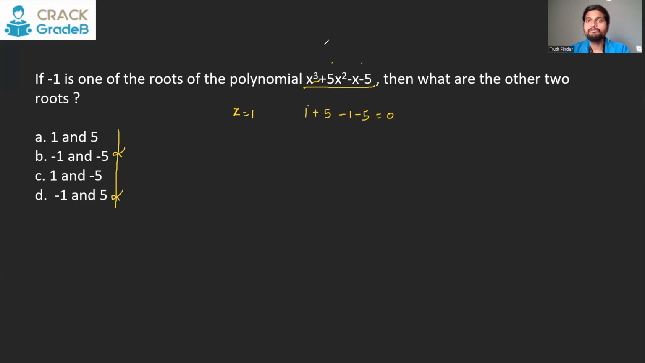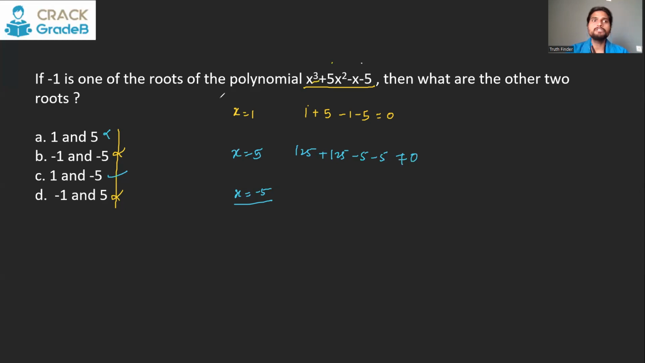Now try putting x is equal to 5. So 5 cube is 125 plus 5 into 5 square, that is again 5 cube, 125, minus 5 minus 5. Is that 0? No. That means x is equal to 5 is not the answer. This also cannot be the answer. So the answer only can be this. So x is equal to -5 should definitely satisfy this, and it does. It's right, because that will get cancelled with each other. You can check on your own.